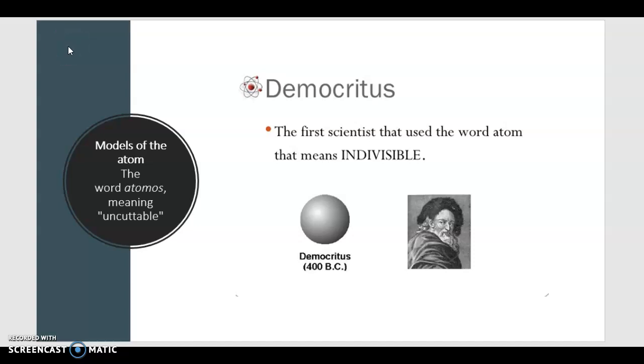Hi, class. Yesterday we spoke about the photoelectric effect and how that led Einstein to the idea that light travels as photons, as packets of energy. And we want to relate that idea of photons and packets of energy to the atom. How is that related to atomic structure?